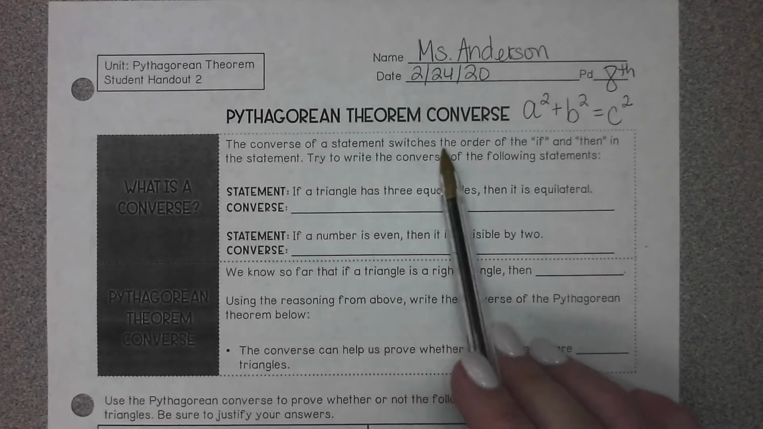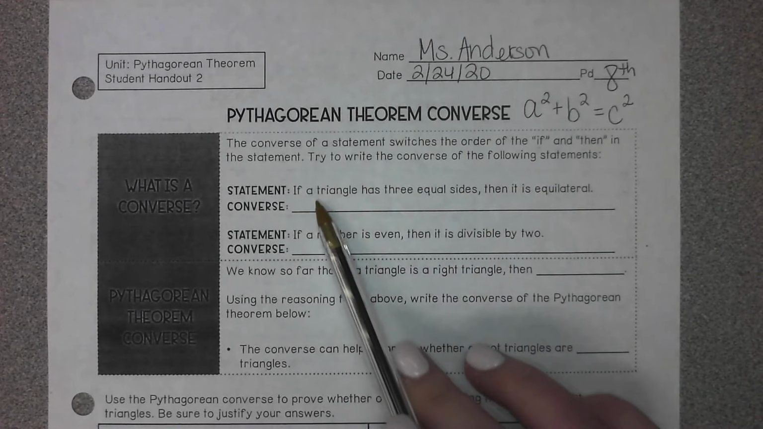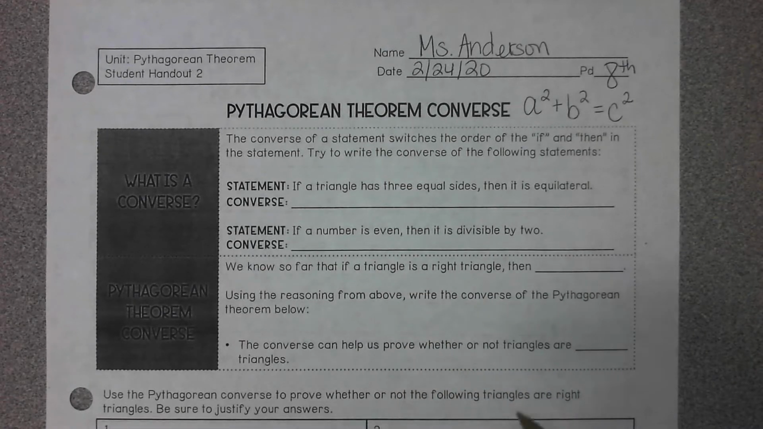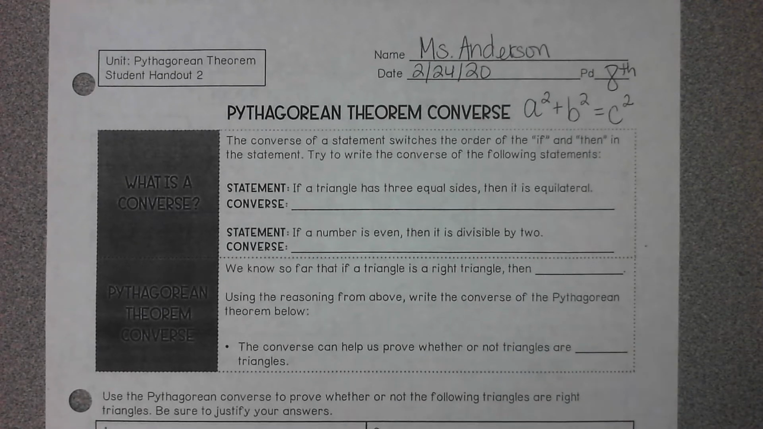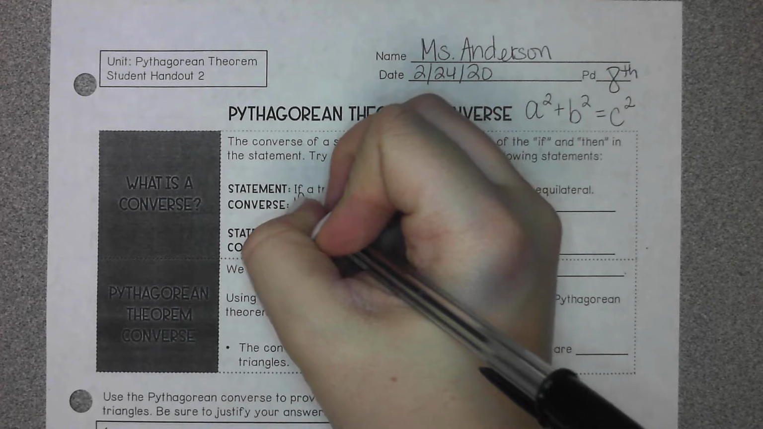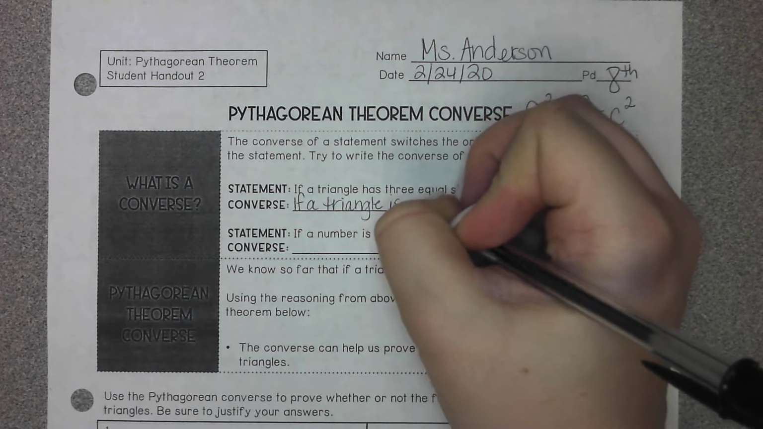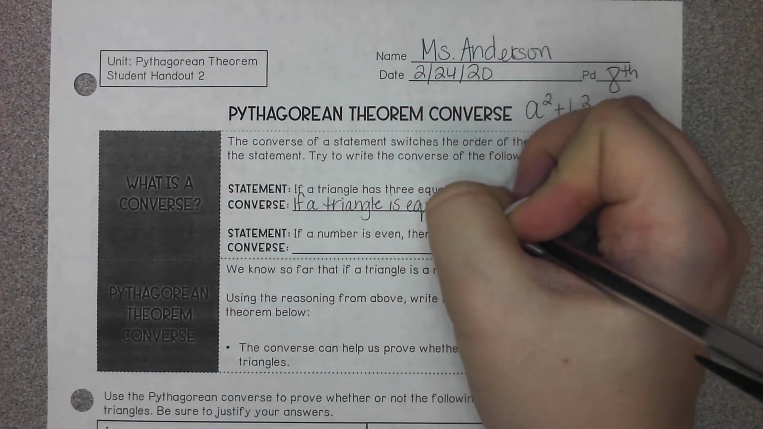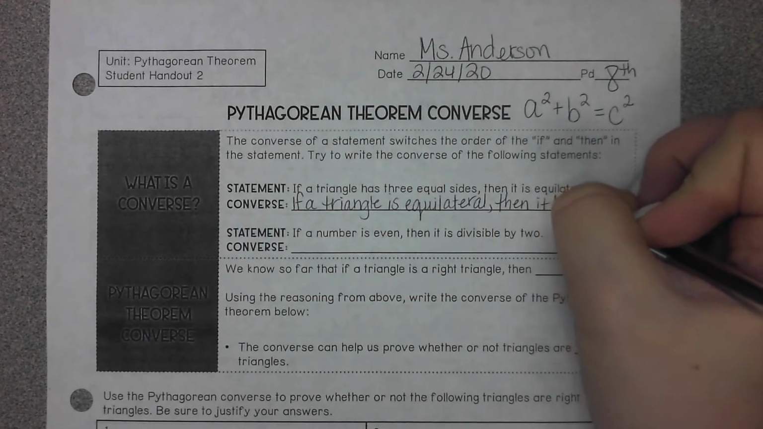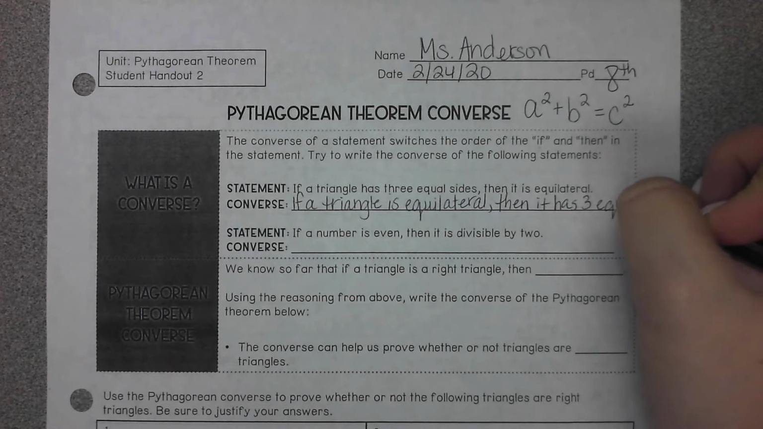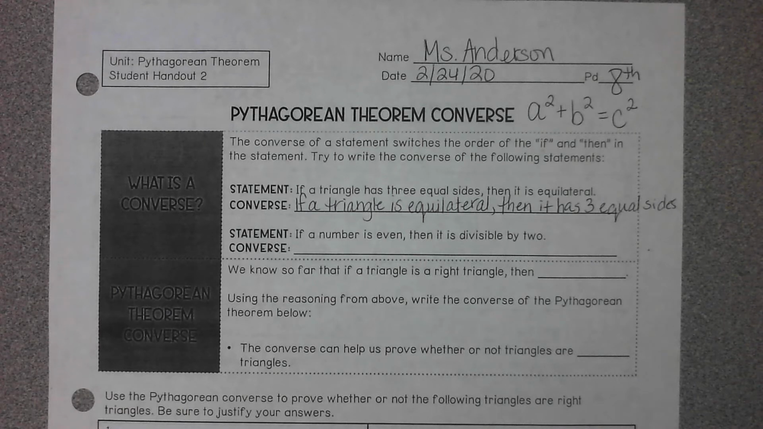So a converse of a statement switches the order of the if and then in the statement. We want to try to write the converse of each of these following statements just as an example so you understand what a converse means. The first statement says, if a triangle has three equal sides, then it is equilateral. So we're just going to flip that around and say, if a triangle is equilateral, then it has three equal sides. So we basically wrote the same type of statement, we just flipped it around.